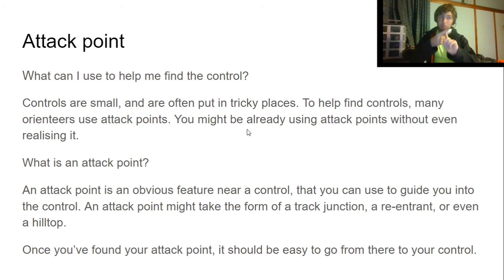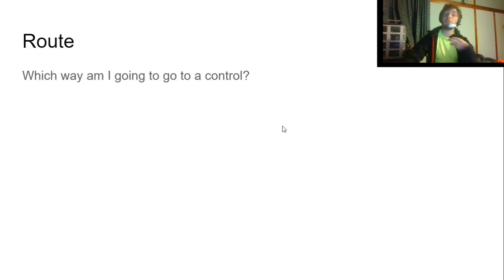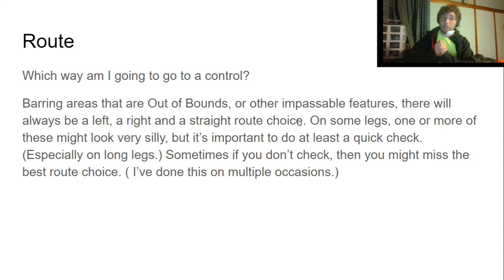Right, next up. So you've done C, control, done A, attack points, R, route. So, route. Which way am I going to go to a control? One of the things is that barring areas being out of bounds or other impassable features, it'll always be a left, a right, and a straight route choice. On some legs, one or more of these might look very silly, but it's important to at least do a quick check, especially on long legs, because course planners love making long legs go all the way across the map. Think about whether you're going that way or that way. Sometimes if you don't check, you might miss the best route choice.